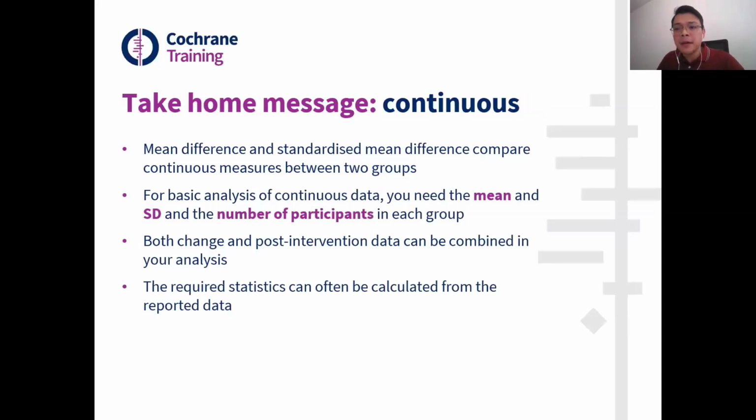For continuous outcomes, our main effect measures are the mean difference and the standardized mean difference to compare groups. And for basic analysis of continuous data, we need the mean, the SD, and the number of participants in each group. Watch out for skewed data and handle change and post-intervention data appropriately, especially when you are working with standardized mean difference. And again, even if the ideal format is not reported in the study, there are some workarounds that we can use to still use the data and include them in our analysis.